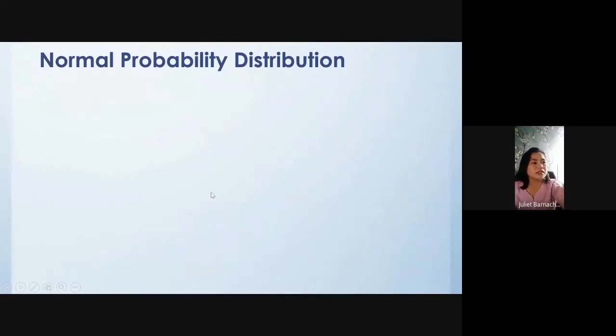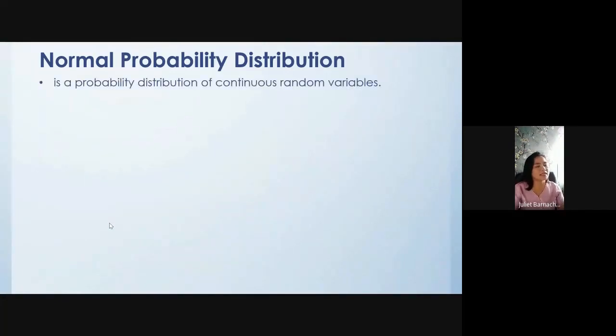So our topic for this week is about normal probability distribution. In our last chapter, on our previous discussion, we tackled discrete random variables. As we enter the normal probability distribution, we will now be focusing on the continuous random variable. A normal probability distribution is a probability distribution of continuous random variables.